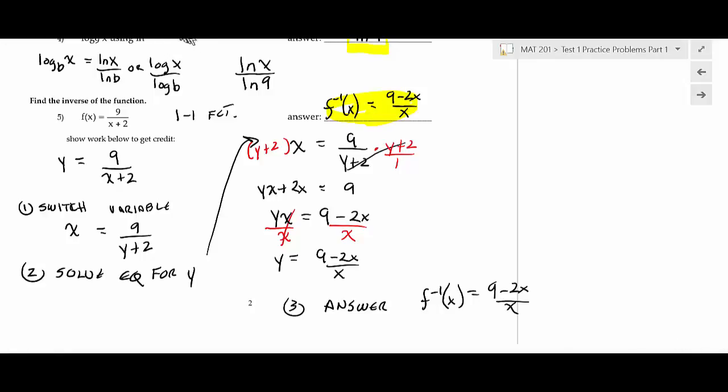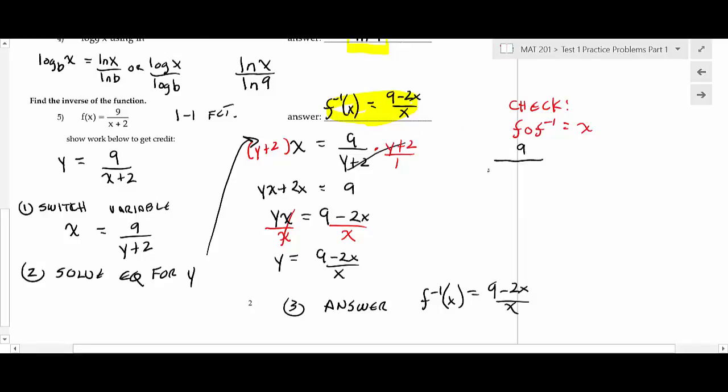You don't necessarily have to do that, but if you wanted to check and verify, you show that if you do the composition of functions of the function I gave you with the inverse, then you should end up getting x. So you can do this if you want to. If you wrote down the original function is 9 over x plus 2, and you plug in your answer, since you're doing a composition of functions, 9 minus 2x over x, if you work out the algebra on this expression, you should get x if you do this correctly.